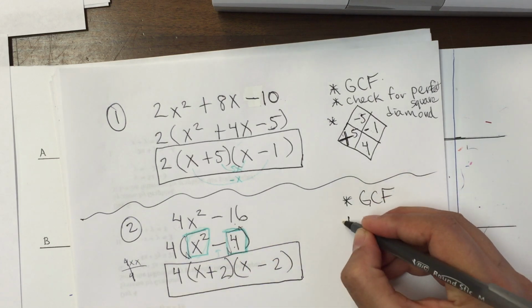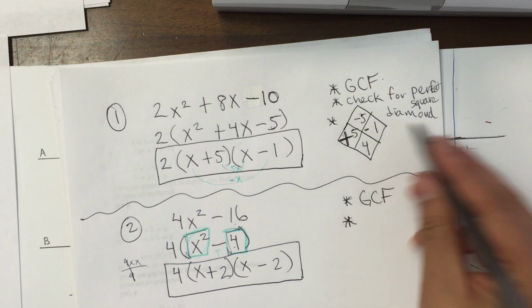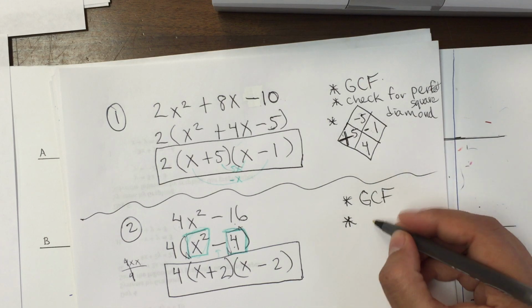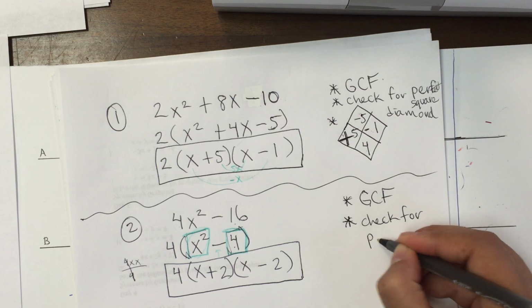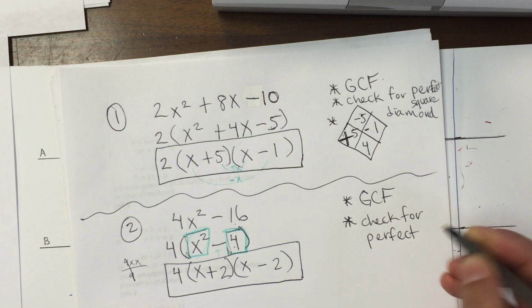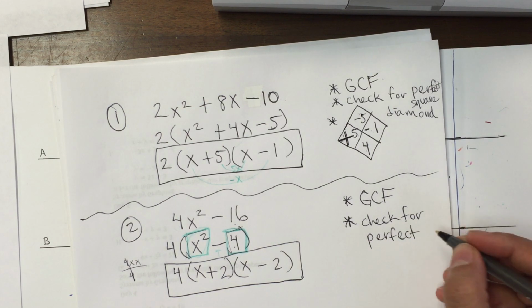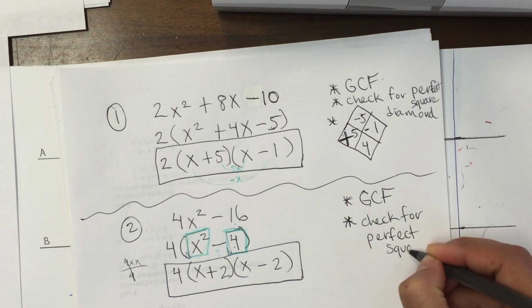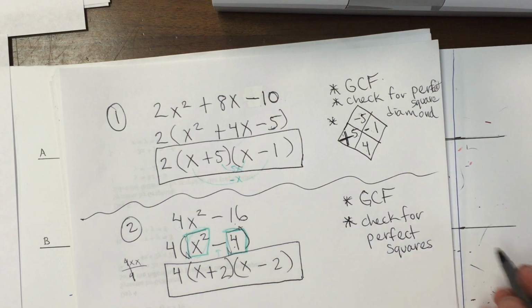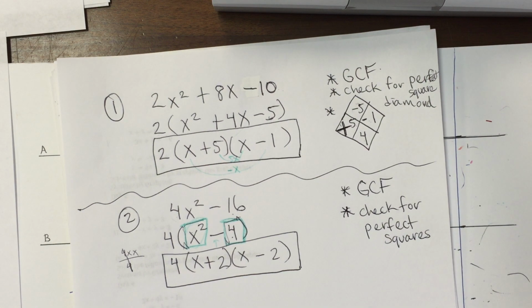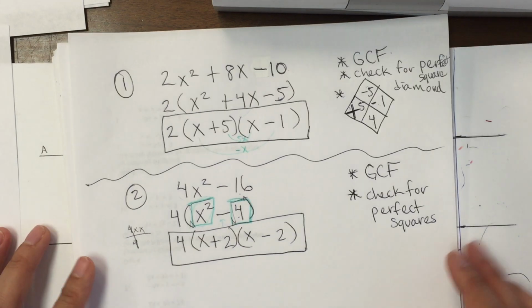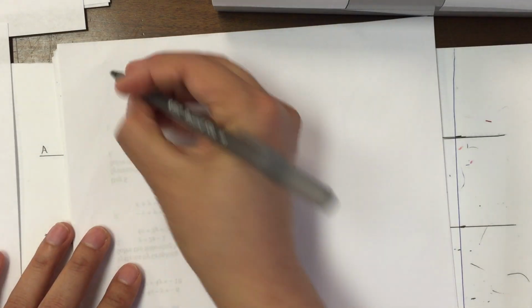Okay, so the next step is to check for perfect squares, or difference of squares in this case, or those special products, and we didn't even get to the diamond. Okay, let's do another example.